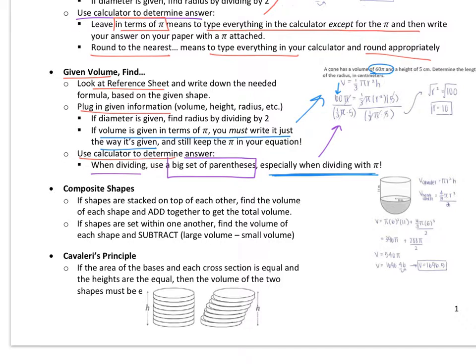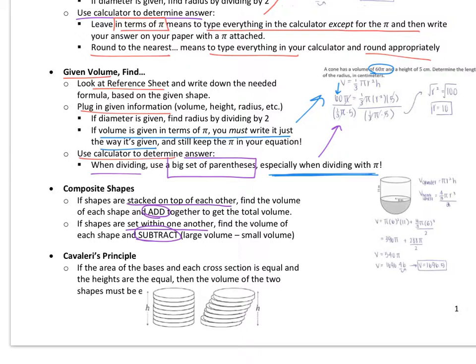The next part we have are composite shapes. That's just two or more shapes attached to each other or stacked within each other or something of that sort. If the two shapes are stacked on top of or next to each other, then we have to add the volumes. If the shapes are set within one another, then we subtract the volumes. And we'll see examples of this in a few minutes.